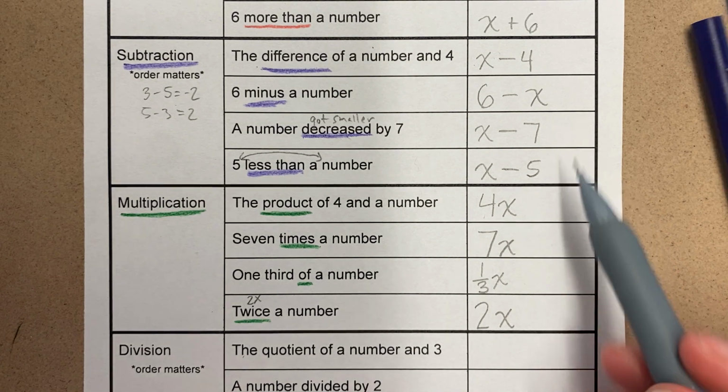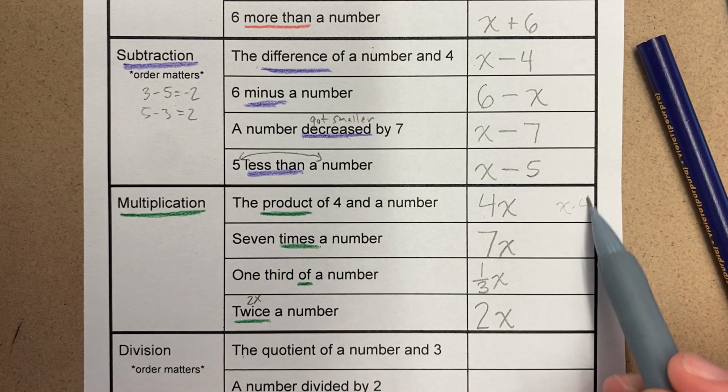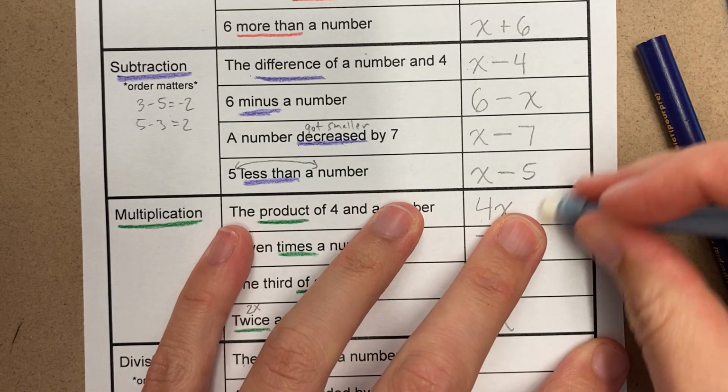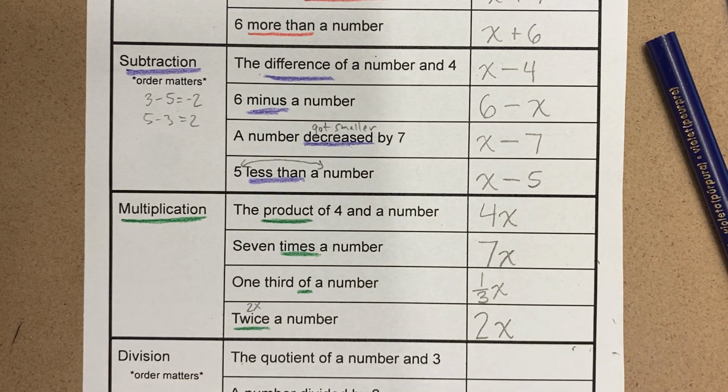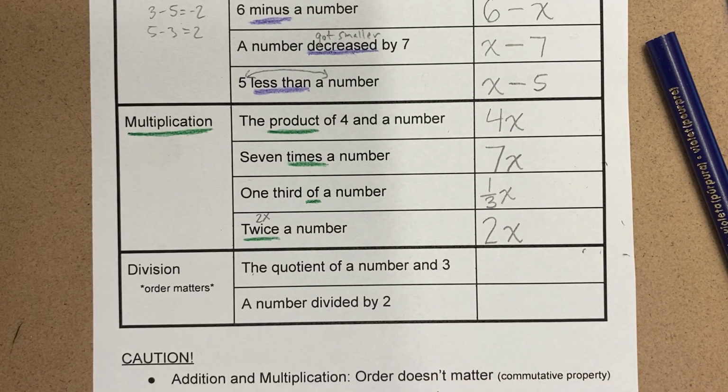I could have technically written this as x times 4, but we just don't do that in algebra. We want our algebra to be pretty, and this is what pretty looks like. When we multiply a number times a variable, it looks like this. And then lastly, division.